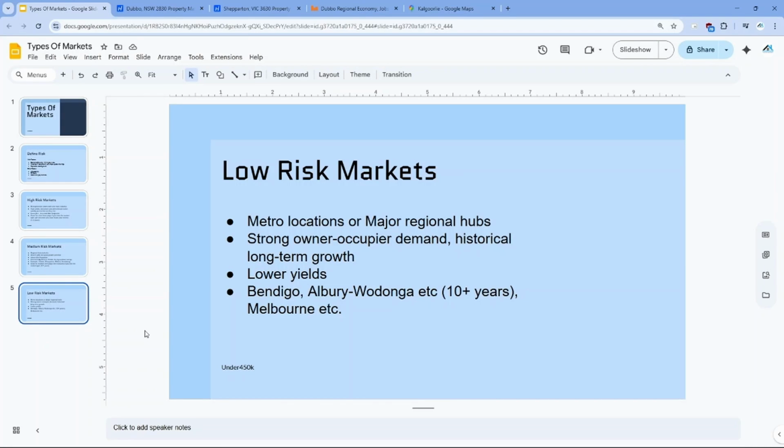Now, this is a market where you can buy a property, you can hold it for the next 15 years, you can close your eyes and wake up with another $2 million in assets, essentially, right? This is metro locations or major regional hubs. They have good owner-occupied demand. Historically, their long-term growth is very steady. It's gone up. It's also gone through periods of stagnation, which is normal, but they usually have lower yields. You'll find them around 4 to 5%, but that's the trade-off, right? That is a trade-off, and if it suits your strategy, then you need to consider lower risk markets. Examples are like the Bendigos, the Albury Wodongas, with a massive population, like close to 100,000 people or more. Holding 10 years plus is absolutely fine in these locations, in my opinion.